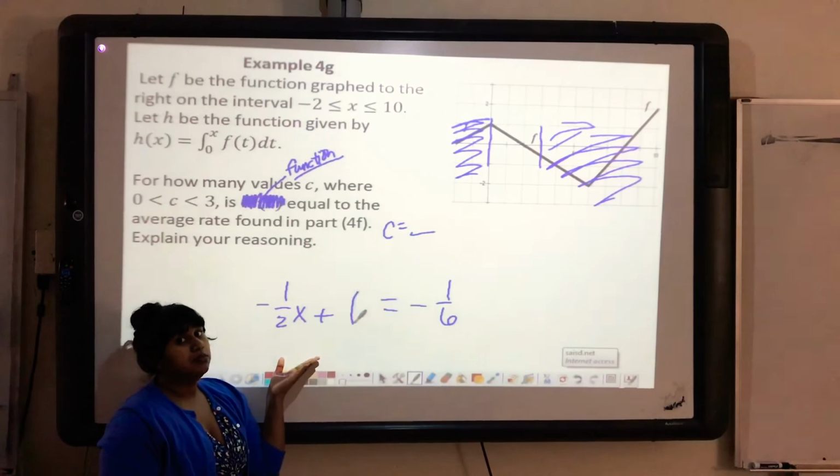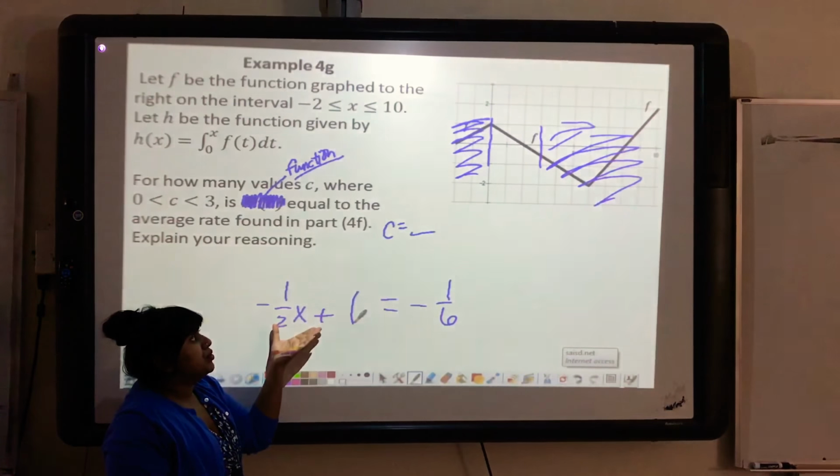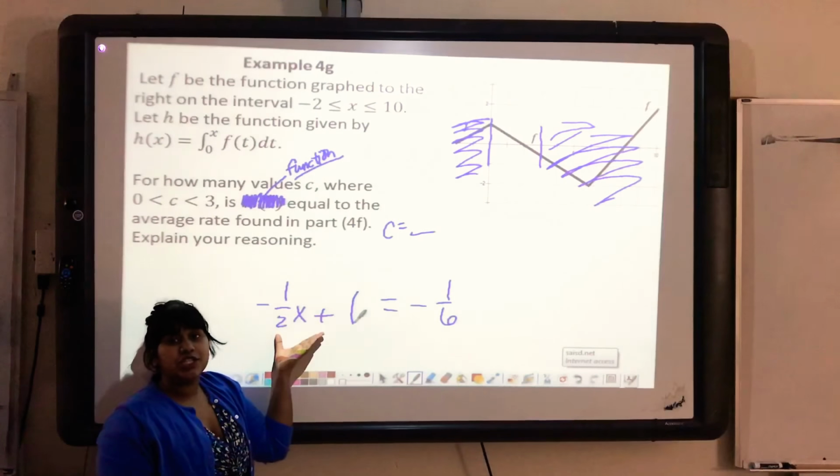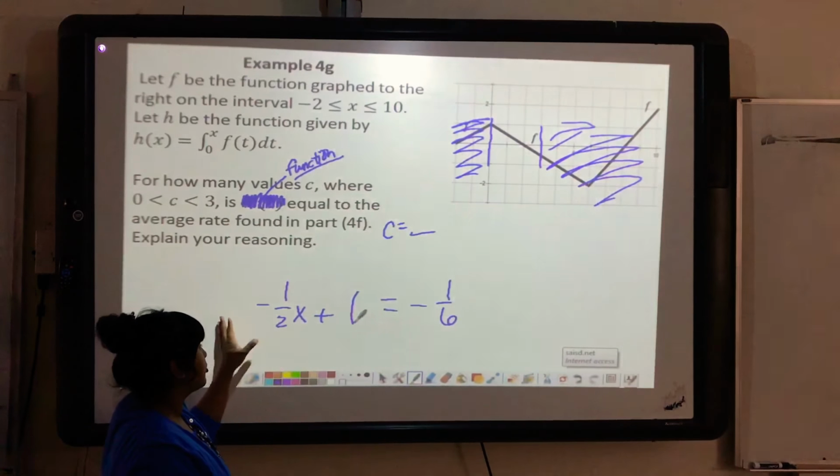This is a reminder: algebra doesn't disappear. Yeah, you didn't really need the algebra to solve the rest of the questions, but you needed it for this one. So every now and then you will have a little bit of algebraic exploration.